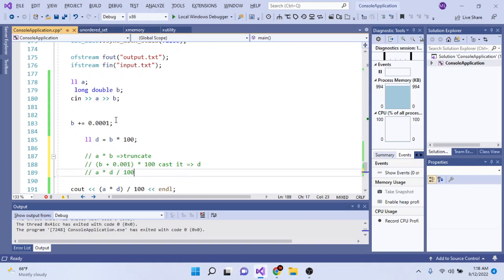If you want to take two numbers, multiply them, and truncate the result, this is what you do.